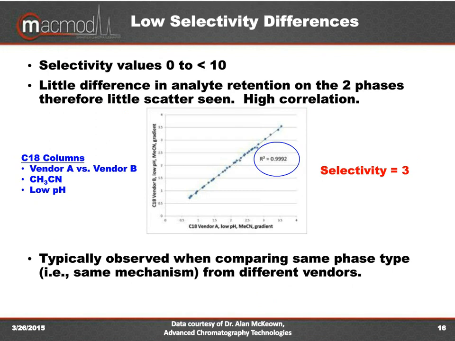A couple quick examples of what these plots look like. When you have low selectivity differences between columns under the same conditions, or the same column under different conditions, you see a plot much like you see here in the center of this slide, a very low S value of 3. This is something that you would observe when you plot the results from two different vendors with the same phase or the same retention mechanism, same solvent, under the same conditions, or if you were to compare a C8 phase versus a C18 phase from the same manufacturer. You're going to get a very high R squared number, very little scatter, and a very small S number.